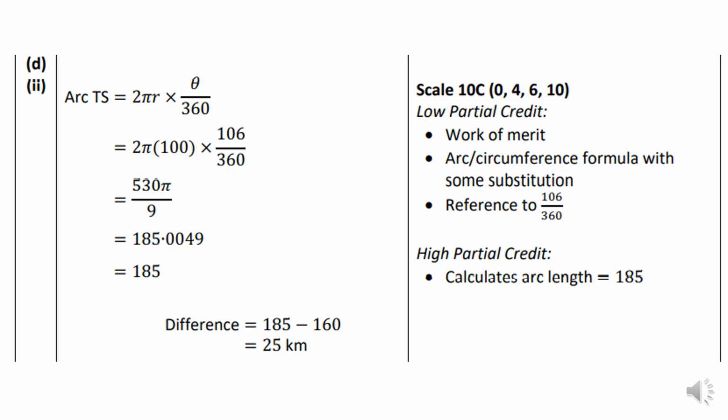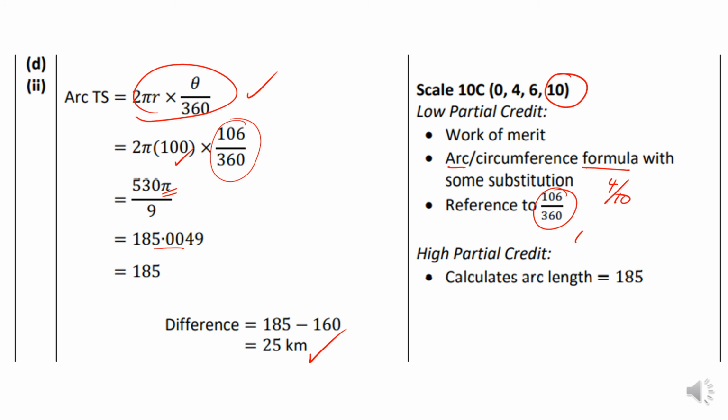Let's check our answer. Well, we got it right. Okay, so we have to use the formula here for the arc, which we used. We used the correct radius. We used the correct fraction. Okay, and they used a different value for pi, which gives them slightly different here, but it all worked out the same. Okay, there's 10 marks going for that. You get 4 out of 10 if you use the arc formula with some substitution, or if you refer to the fraction of the circle. You get 6 out of 10 if you got the arc length correct but didn't keep going to subtract.